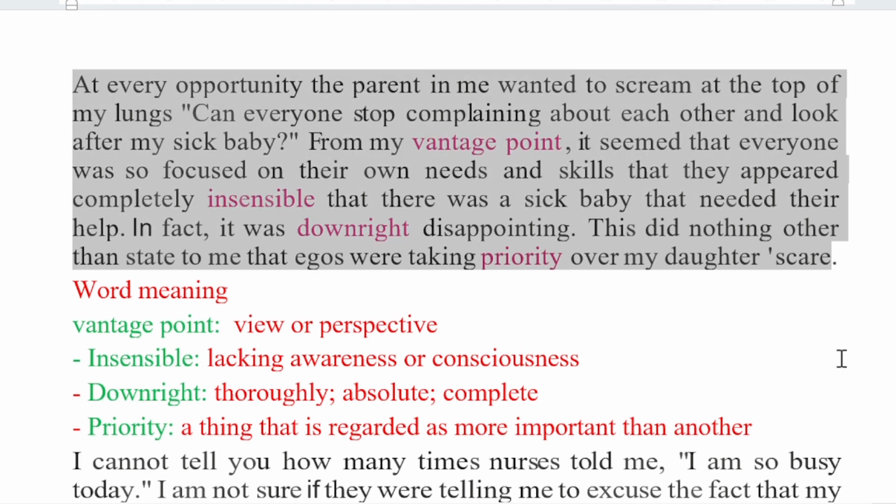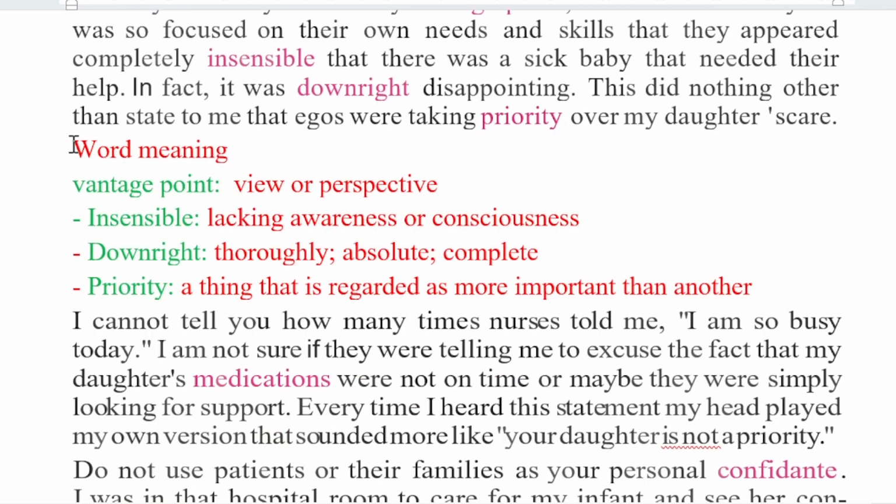To summarize, the parent felt frustrated because it seemed like everyone around her was more interested in themselves and not paying enough attention to the sick baby. This was very disappointing to the parent because they wanted to give priority to their own egos rather than the child. Now you can see the word meaning.